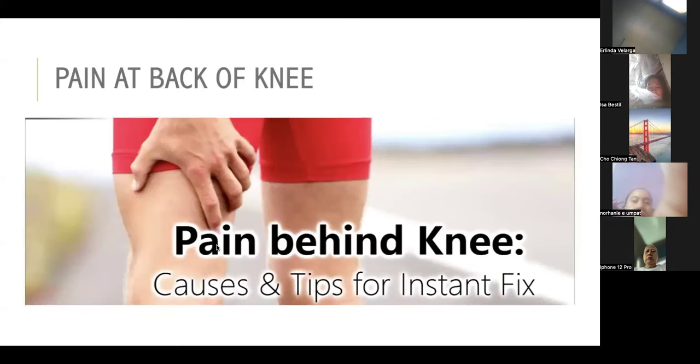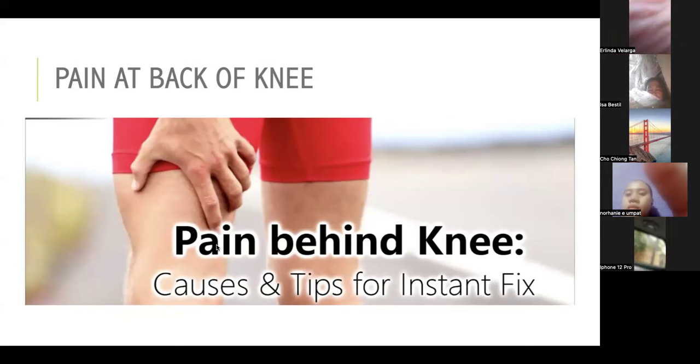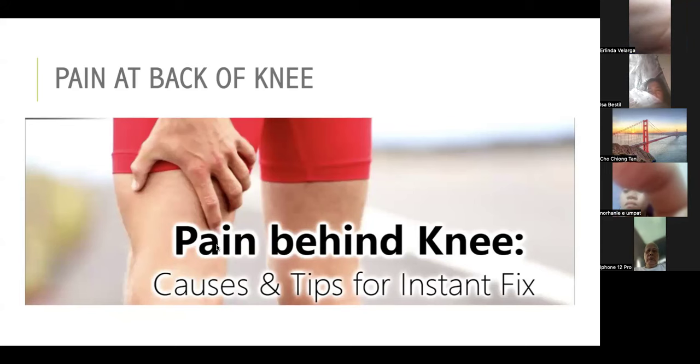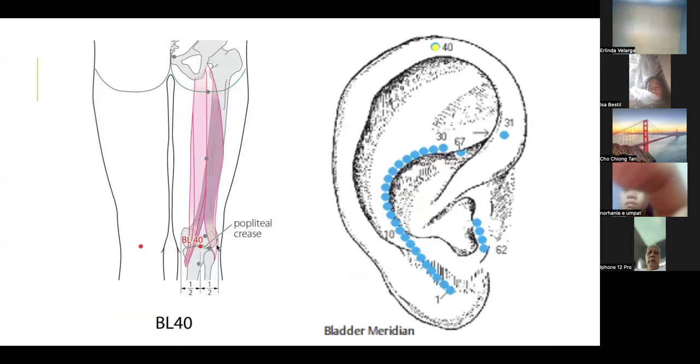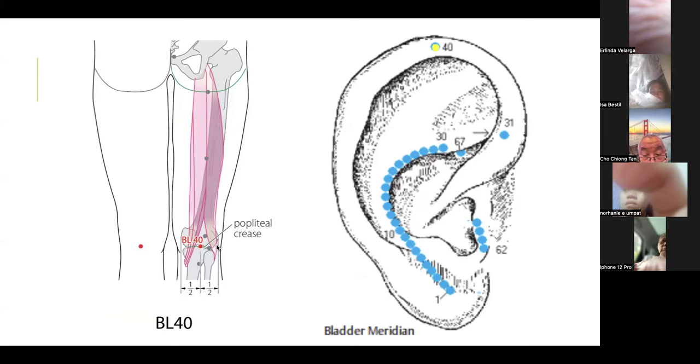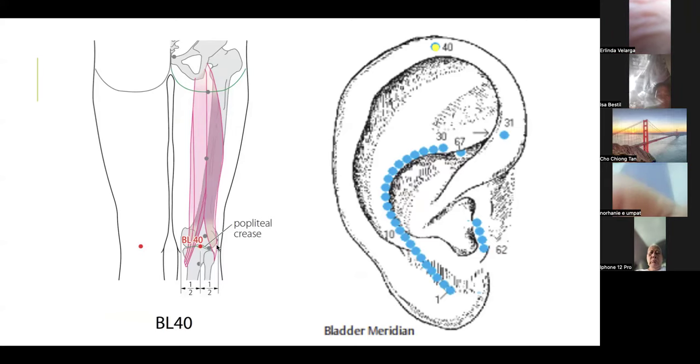And lastly, we have pain at the back of the knee. This is quite rare, and pain in this area occurs much less frequently than in the front or sides of the knee. And if you have pain at the back of the knee, this is due to invasion of dampness in the bladder channel. And what do you think is the main point? Your favorite bladder 40. Okay? And take note, on the ear, this is where the bladder 40 is located.